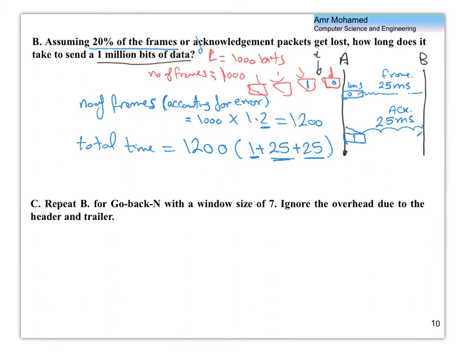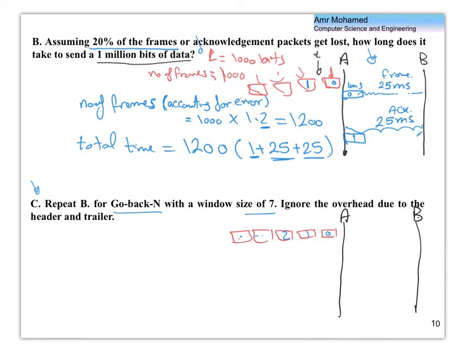So the last part here talks about repeating the same exercise, but this time we have to do it for the case of Go-Back-N, when the window size is 7. So let's try to do the same thing that we did here for the case of Go-Back-N, just to be able to visualize exactly what happens in each case. So this is A, and this is B. A again has the 1,000 frames. They are coming one after the other. So we have frame 0, 1, 2, and so on, right?